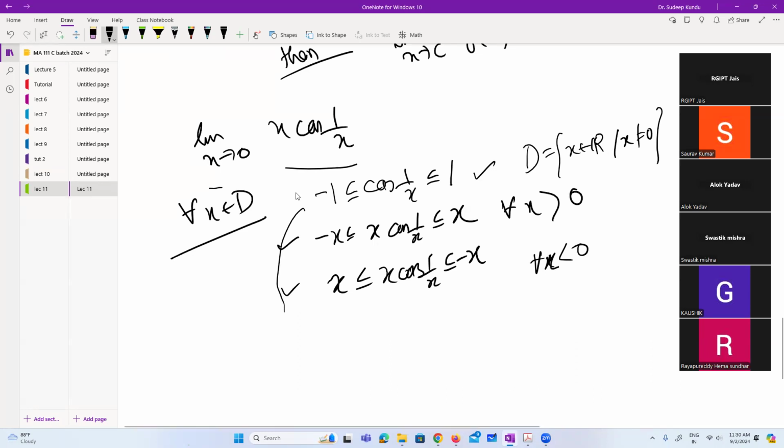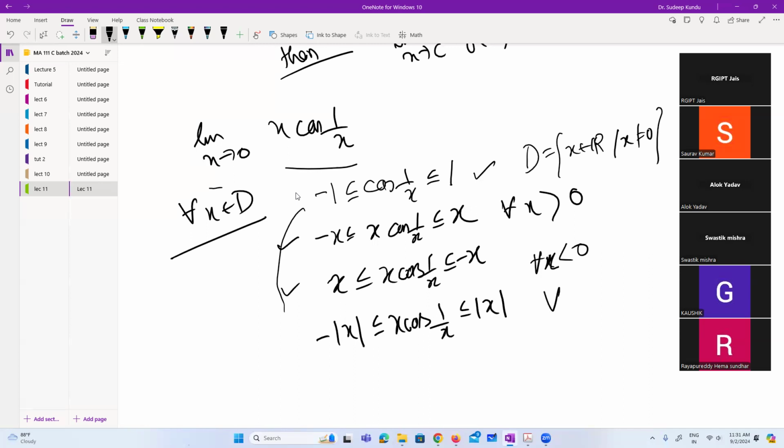Here, minus x less than or equal to x cos x less than or equal to x when x is positive, and when x is negative, x less than or equal to x cos x less than or equal to minus x. So together, how will you write? We have already studied the absolute value function, right? By using mods: minus mod x less than or equal to x cos 1 by x less than or equal to mod x, for all x not equal to 0.